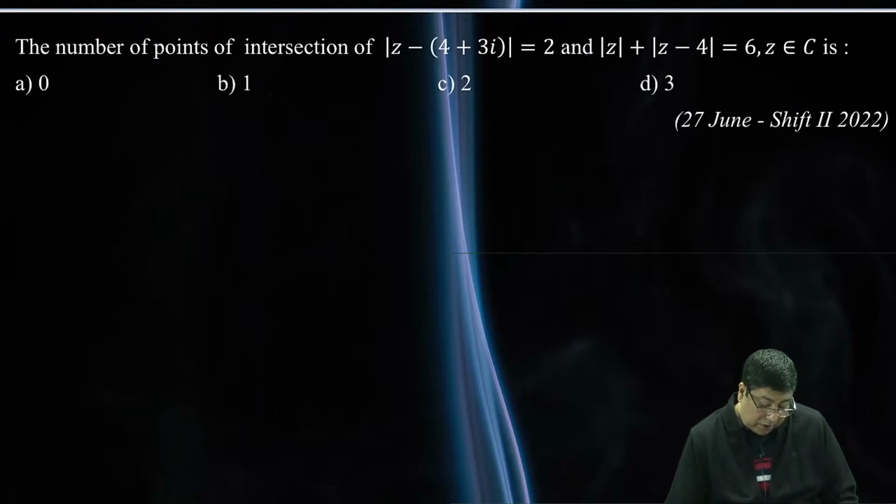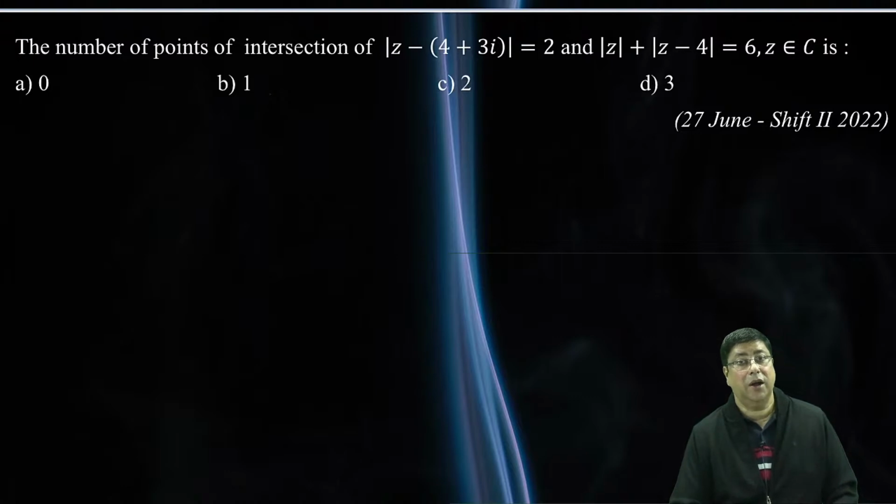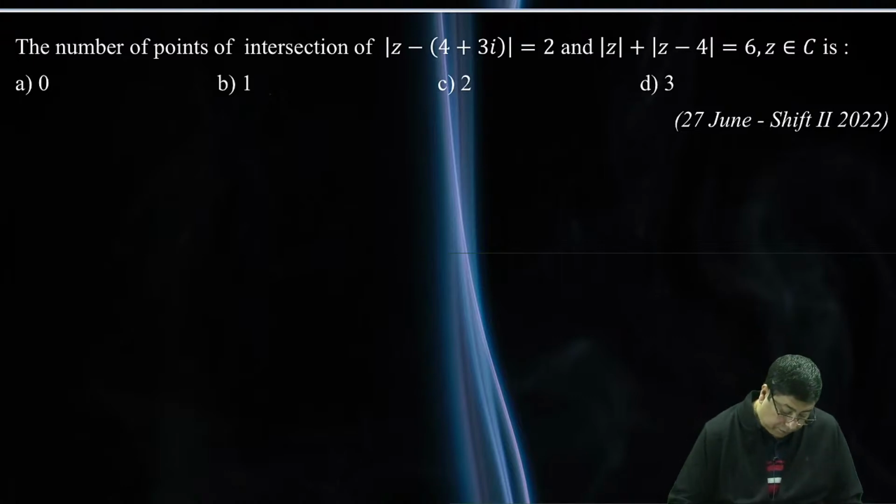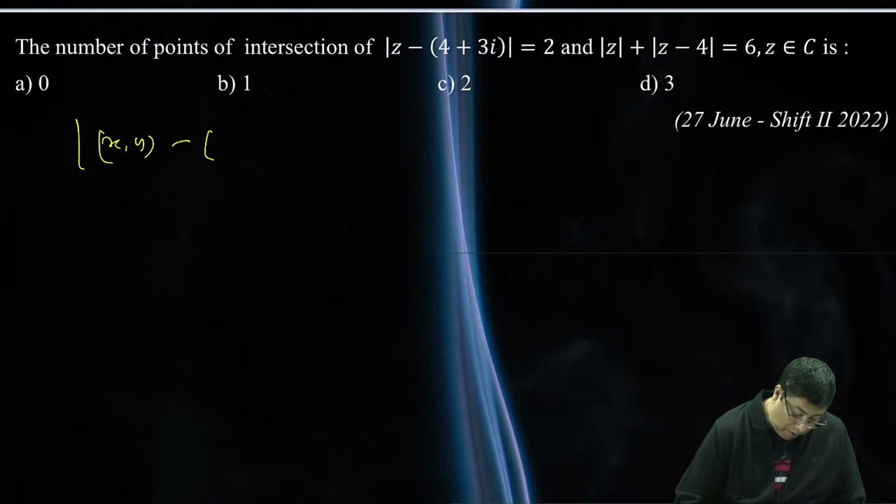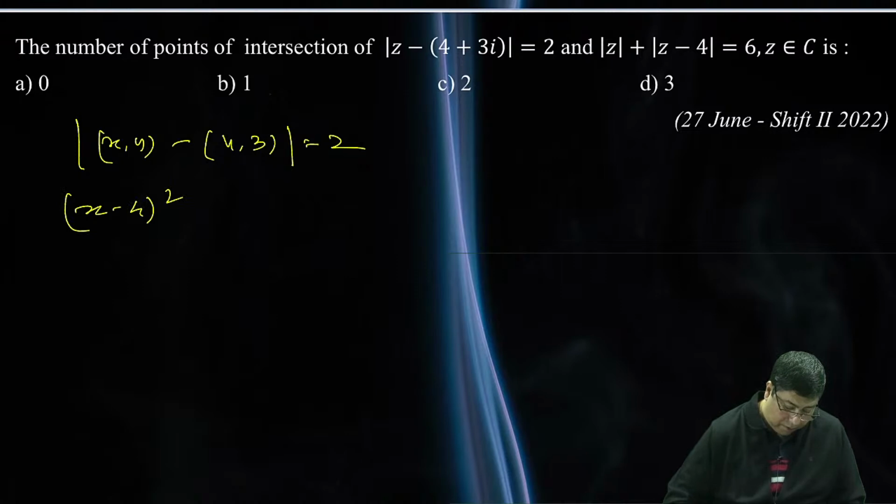Number of points of intersection of these two. First of all, the first part is a circle. Second part is what? Let's see. First is the circle. The circle is of the type x comma y, distance of x comma y from 4 comma 3 equal to 2. That is x minus 4 whole square plus y minus 3 whole square equal to 4.